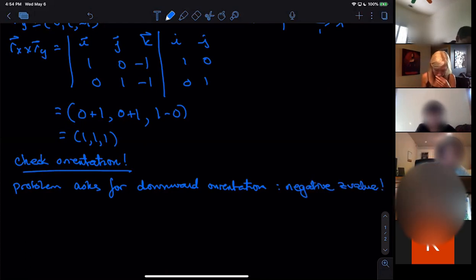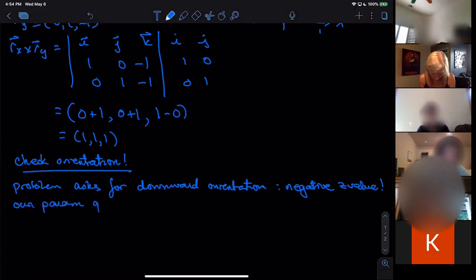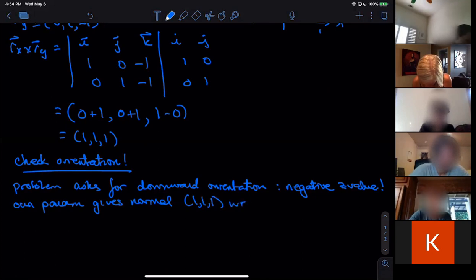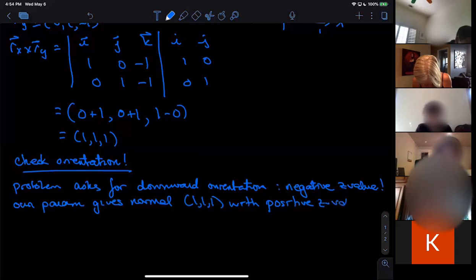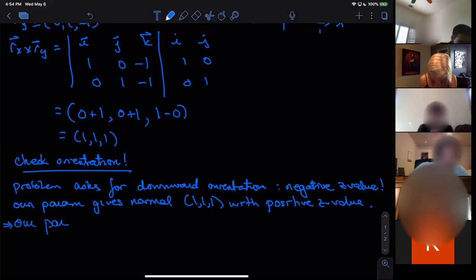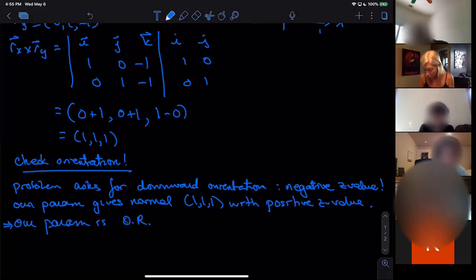Okay, but let's look at ours. Our parameterization gives a normal of 1, 1, 1, which has positive z value. Those aren't in agreement. So this parameterization is orientation reversing. That's fine, doesn't hurt us. We just needed to know one way or the other.